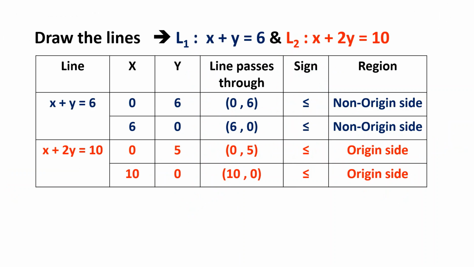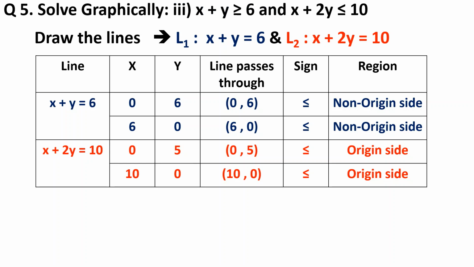Third problem, I have the inequalities x plus y is greater than or equal to 6 and x plus 2y is less than or equal to 10. So consider the lines as equalities: x plus y is equal to 6 and x plus 2y is equal to 10. Solving the equations for determining the 2 points, put x is equal to 0 in the first line.